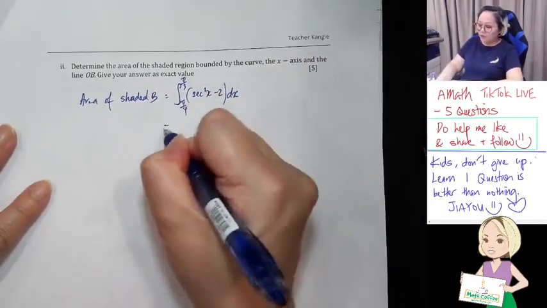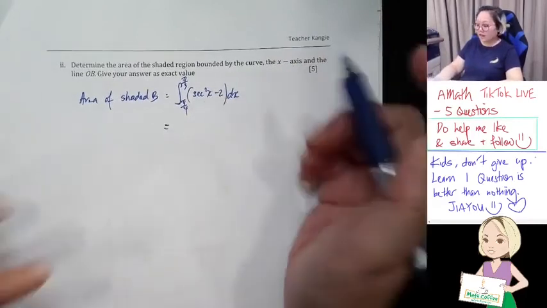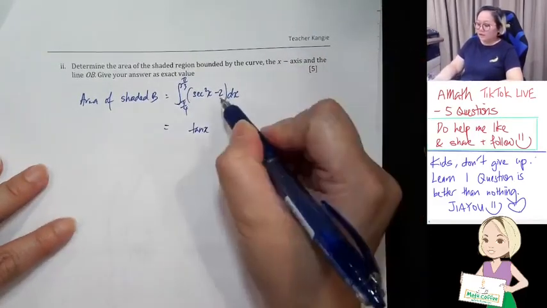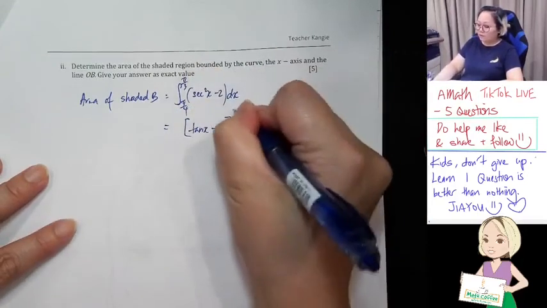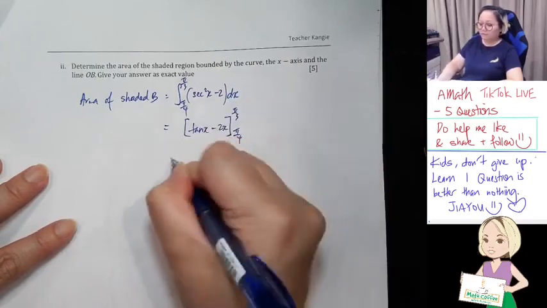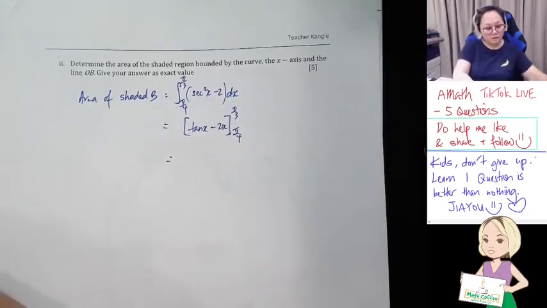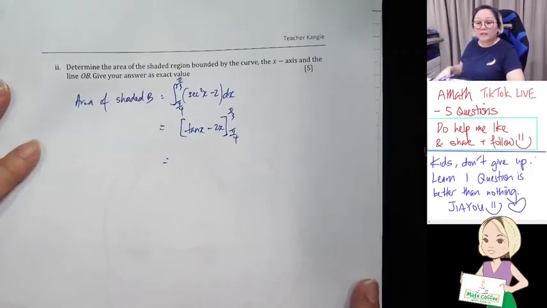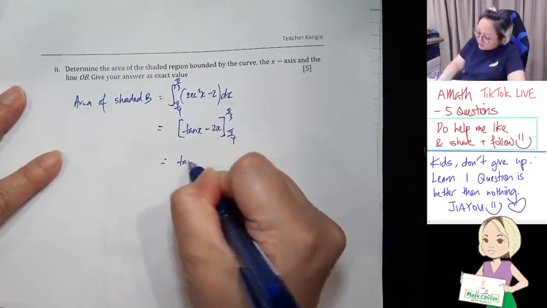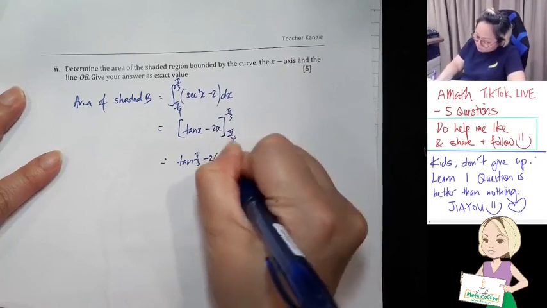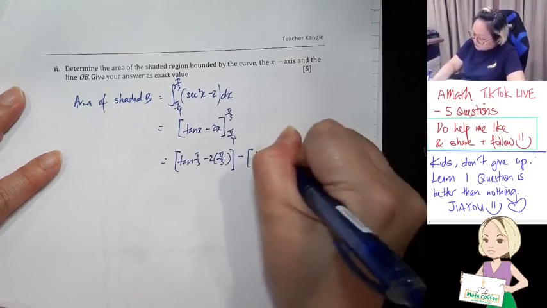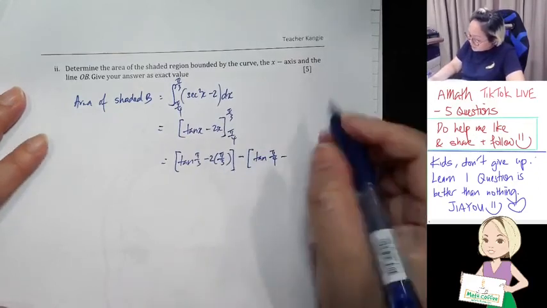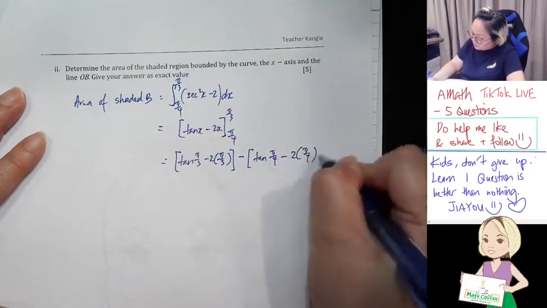So let's proceed to integrate. Integrate secant square is just tangent x. Integrate minus 2 is just minus 2x. Put the square bracket and then put in pi over 3 and pi over 4. Then after that, let's put in the numbers. So it will be tangent pi over 3 minus 2 pi over 3, minus tangent pi over 4 minus 2 pi over 4, close it.